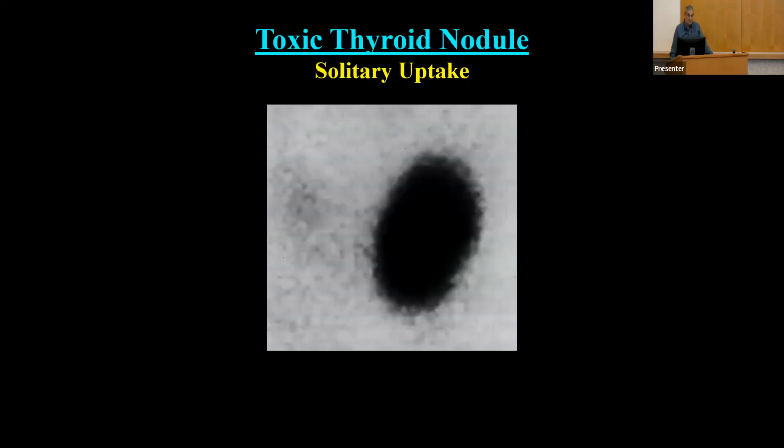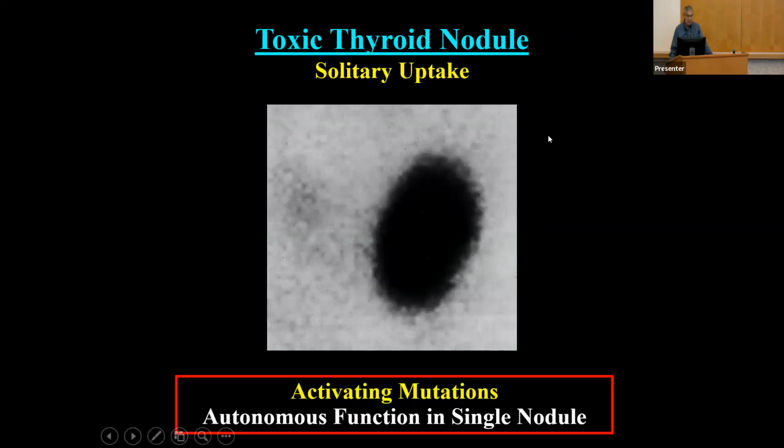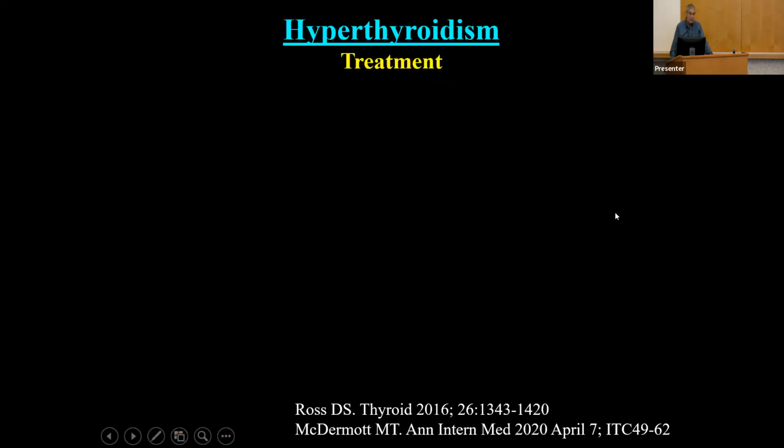And then solitary uptake. So this is a toxic thyroid nodule that is overproducing thyroid hormone. The TSH is low, so the rest of the gland has suppressed uptake. And this is also due to an activating mutation, making the cells in that autonomous, not responsive to TSH, but overactive constitutively. So now we've diagnosed Graves' disease or toxic multinodular goiter or toxic nodules.